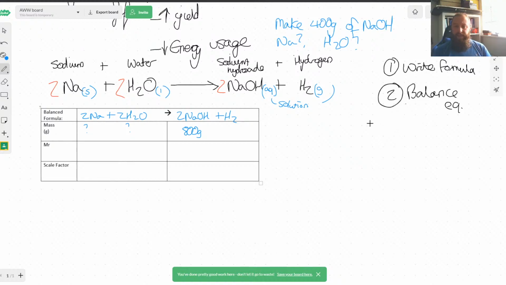My next step is to work out the molecular masses of these. Now, even without a periodic table, pretty much all of the exam questions I've seen from AQA will give you the masses of the atoms in the question. So sodium is 23, oxygen is 16, and hydrogen is 1. So if we go through as we've done before, NaOH, I've got 23 times 1 is 23. I've got oxygen, 16 times 1 is 16. And hydrogen, 1 times 1 is 1. We can go through.